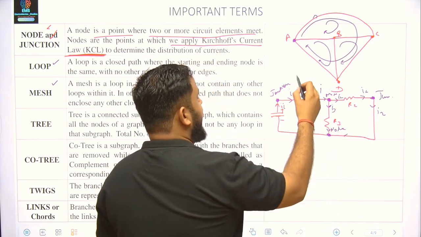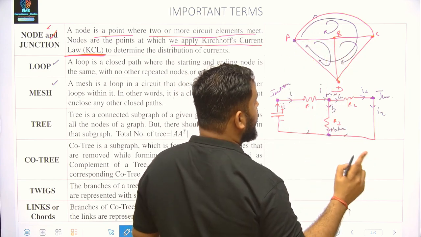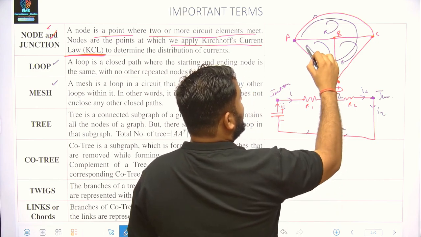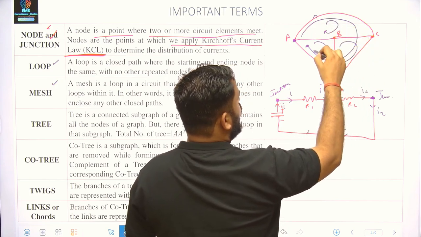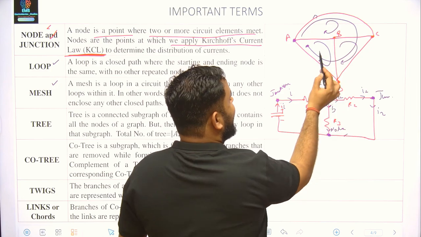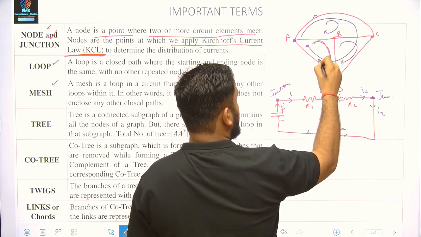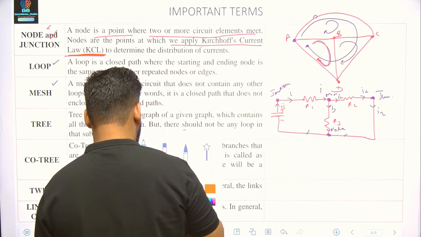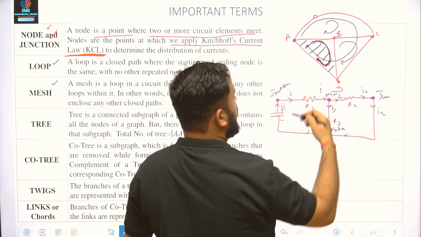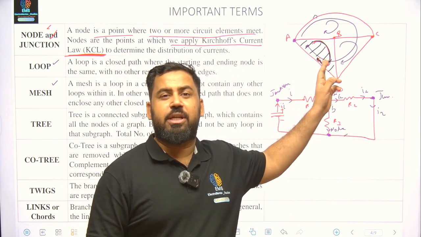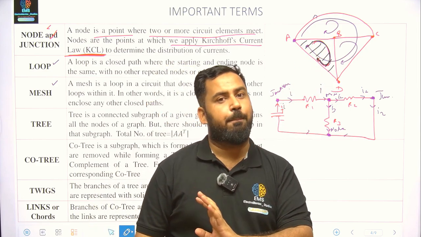What is mesh? Mesh is also a closed loop starting from the same node, coming back to the same node with no repeating node. But there's a difference between loop and a mesh. When we talk about this loop, this was a bigger loop. It contained three meshes. But if I consider this mesh, the shaded mesh, we cannot have any other loop inside this mesh. So this becomes a mesh. So what we can say, elementary loop is a mesh.